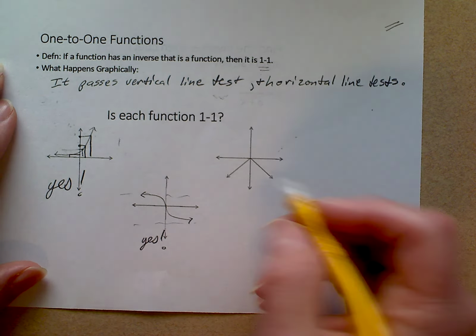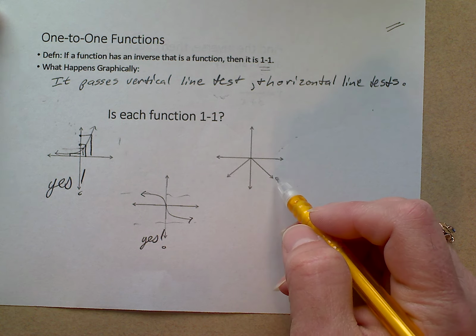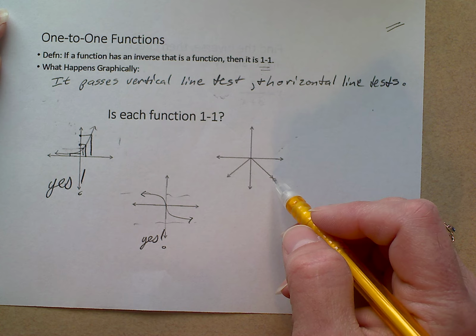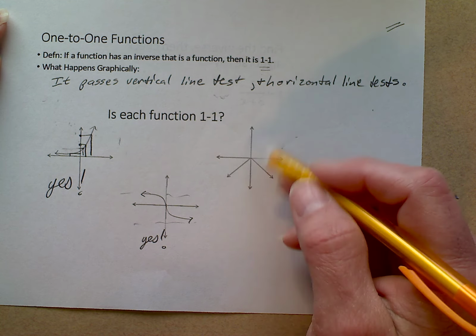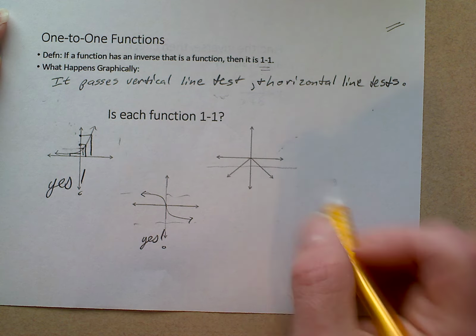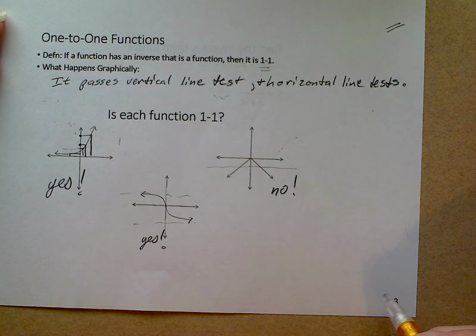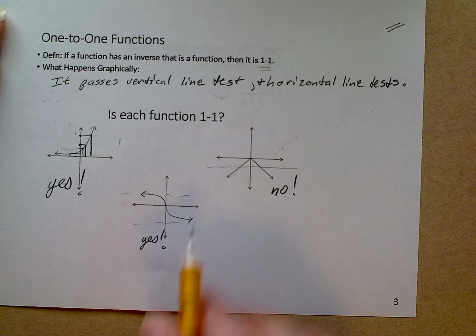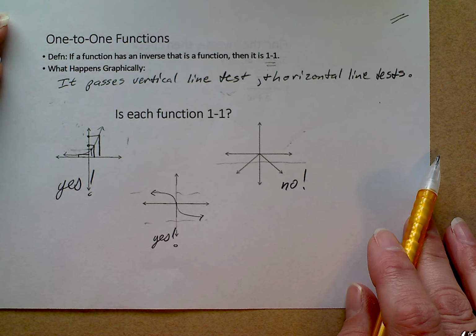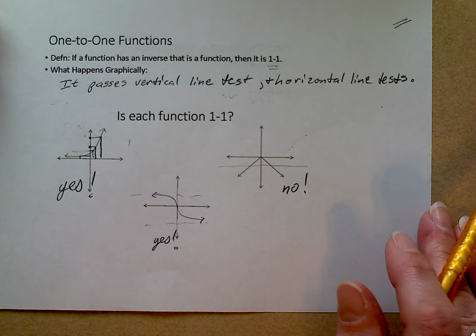Look at this guy. Oh, it's absolute value, our old friend. Is it one-to-one? No, look. Vertical line test is good. Horizontal line test? No. Okay. So make sure that you understand the difference between them. It needs to pass both tests when you are doing this graphically. Okay. Now, algebraically, it needs to pass an entirely different test.